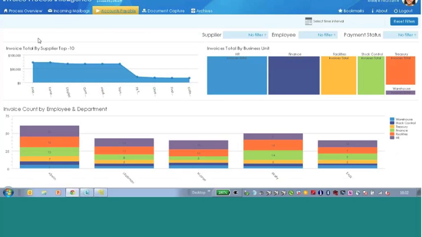So here again is another example. Invoice total by supplier: which of our suppliers do we owe the most money to? Invoices by business unit: you can see this heat map we've got here to tell us that HR are the people that are placing the most invoices. And again, down here by department within our organization, we can see which of our accounts payable clerks are processing the number of invoices for each of those different areas.